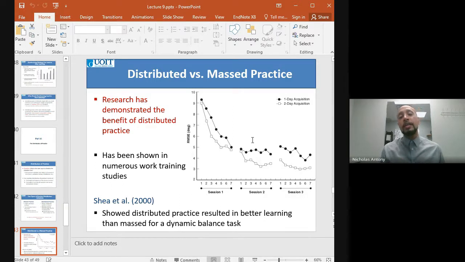So in this study, this was the stabilimeter, the dynamic balance task, the board where they had to practice balancing on it, the one that showed the diminished returns. What they wanted to do was look at massed versus distributed practice. They probably had the same amount of time, but they compared 1 day versus 2 day acquisition. So let's say it was hypothetically 1 hour. You did one session for 1 hour, or you did 30 minutes over 2 days, which led to better learning. Distributed practice. Yes, that's true.